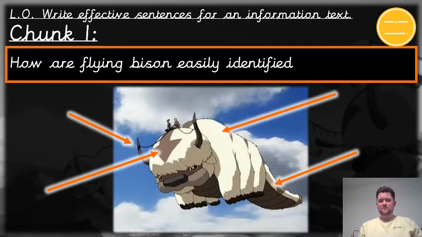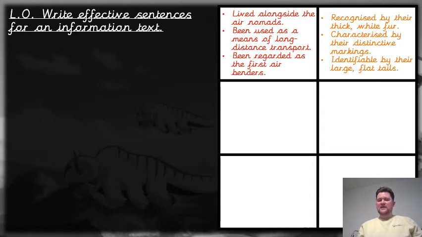Let's have a look at some of my ideas. Oh, the 6 legs as well, I forgot about those. So I said recognised by their thick white fur, characterised by their distinctive markings, so distinctive means unusual, identifiable by their large flat tails. So pause the video and magpie any of my ideas that you haven't got down.